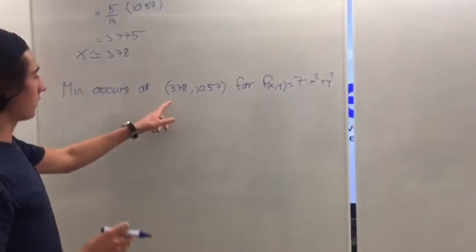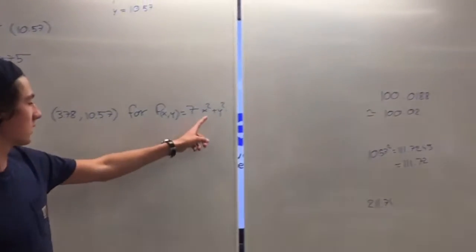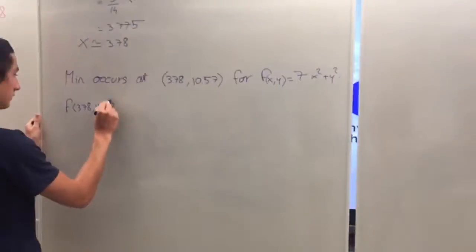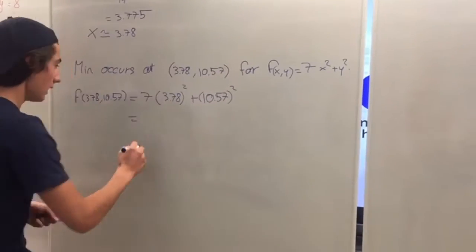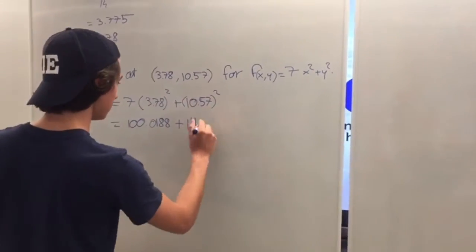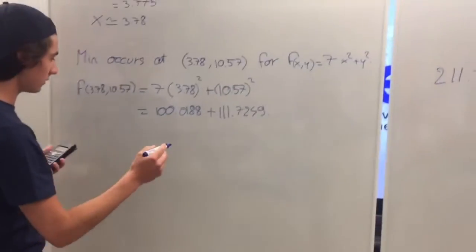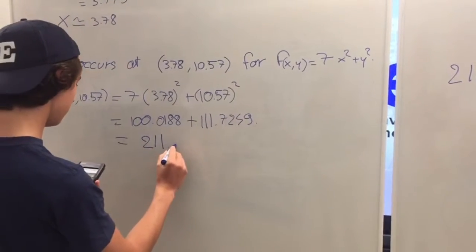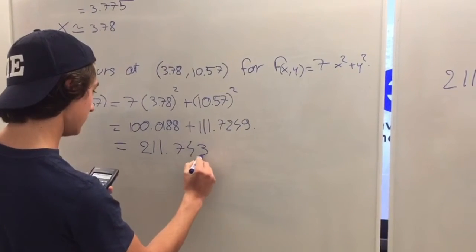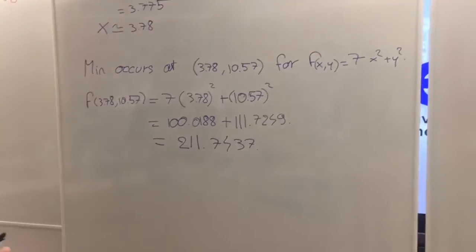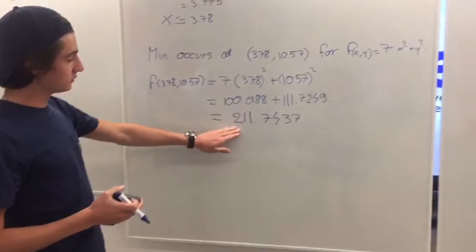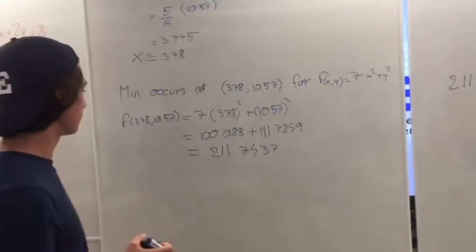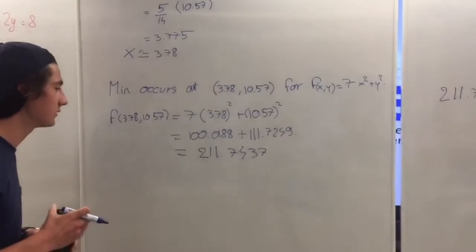and so now we're going to plug these two points into the original function. And so when we add these two numbers, we arrive at 211.7437. So this means that the minimum value of the function according to the constraint is equal to 211.7437.